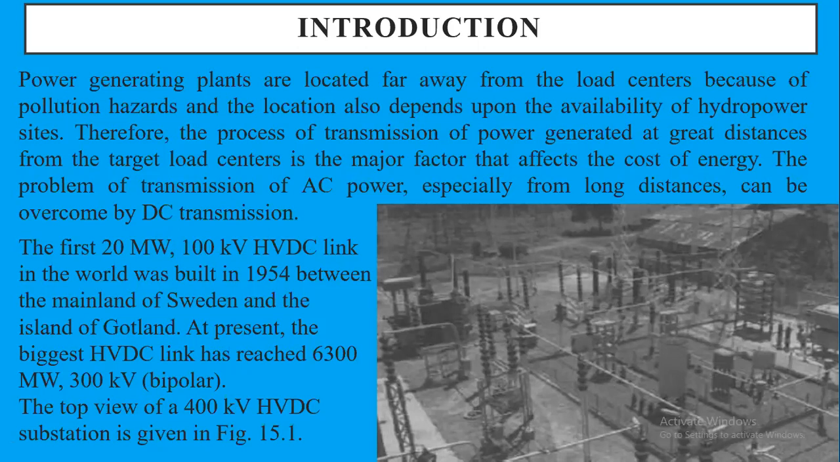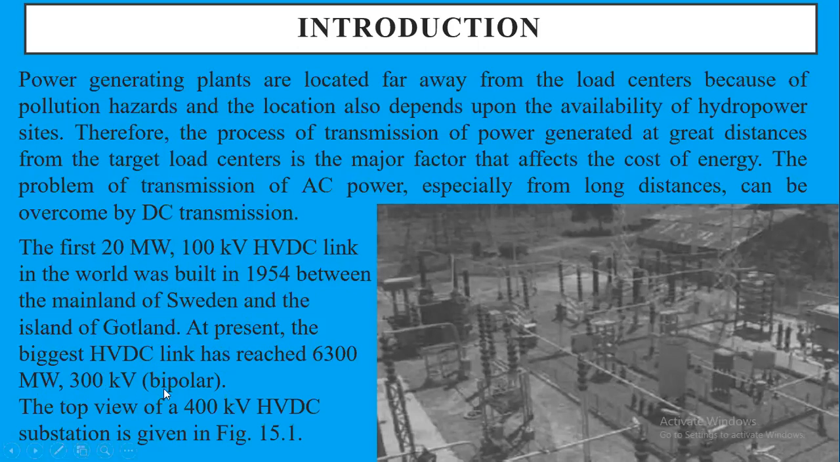I already discussed the concept of DC transmission lines in my previous session as well. Another transmission line from Matiari to Lahore is also in Pakistan, and it is already installed. The first 20 megawatt, 100 kilovolt HVDC link in the world was built in 1954 between the mainland of Sweden and the island of Gotland. At present, the biggest HVDC link reaches 6,300 megawatts of capacity with a 300 kV bipolar transmission HVDC line.